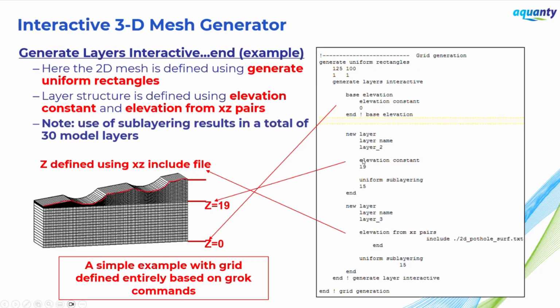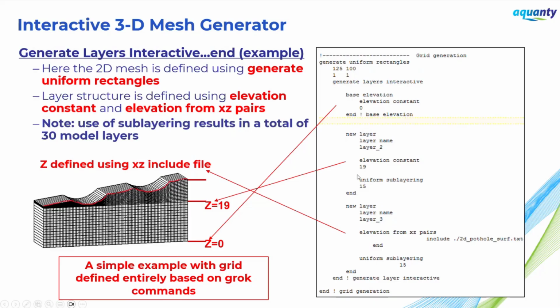New layer has to be ended, new layer ... end. As we define new layers, there are other commands that allow us to define the actual elevation of these layers in different ways. So in this case, we're defining the base elevation of the model, z equals 0, using an elevation constant. And then to define the first real layer, now we know the bottom of the model is at elevation of 0. To define the first layer, we really have to just define what the elevation of the top of that layer is.